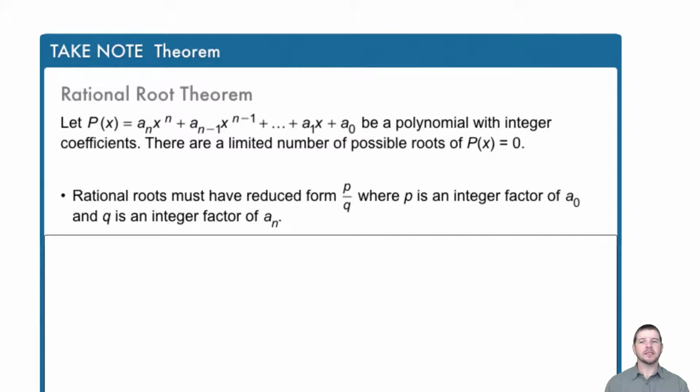Rational roots must have reduced form p over q, where p is an integer factor of a sub 0, the constant, and q is an integer factor of a sub n, the leading coefficient.